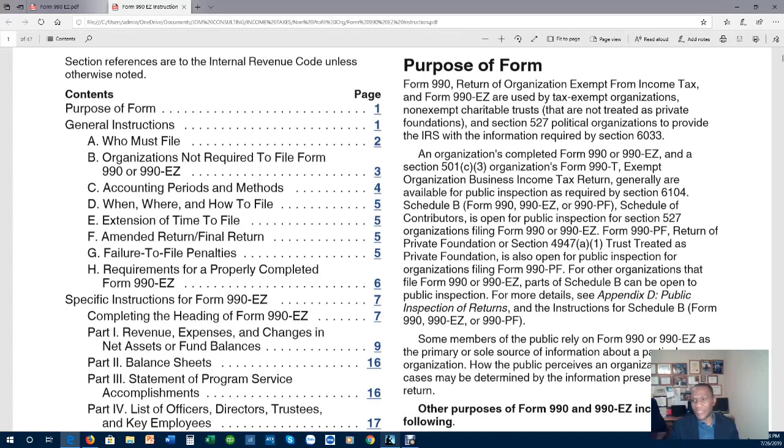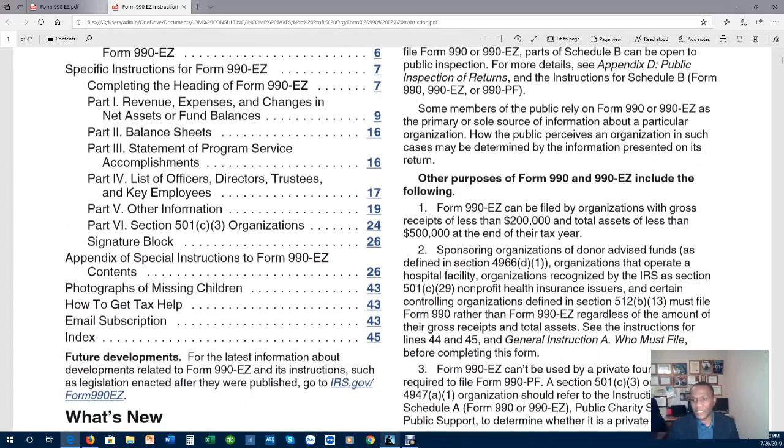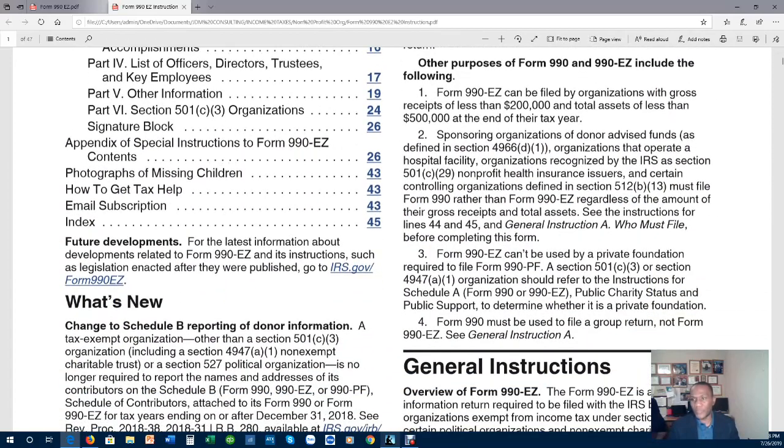An organization completing Form 990 EZ or 990, a Section 501(c)(3) organization's Form 990-T exempt organization business income tax return, generally are available for public inspection, as required by Section 6104, along with Schedule B, Form 990, 990 EZ, or 990 PF. So we don't want to go over all that information, but there are other purposes of Form 990 EZ and 990, including the following.